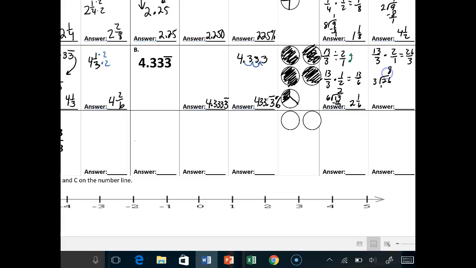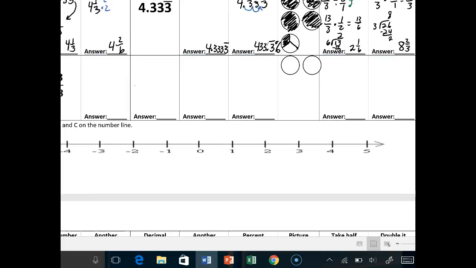7 times 8 is 24 with 2 left over. So 8 and 2/3 is 4 and 1/3 doubled. Okay. Last row, 1 and 3/8.